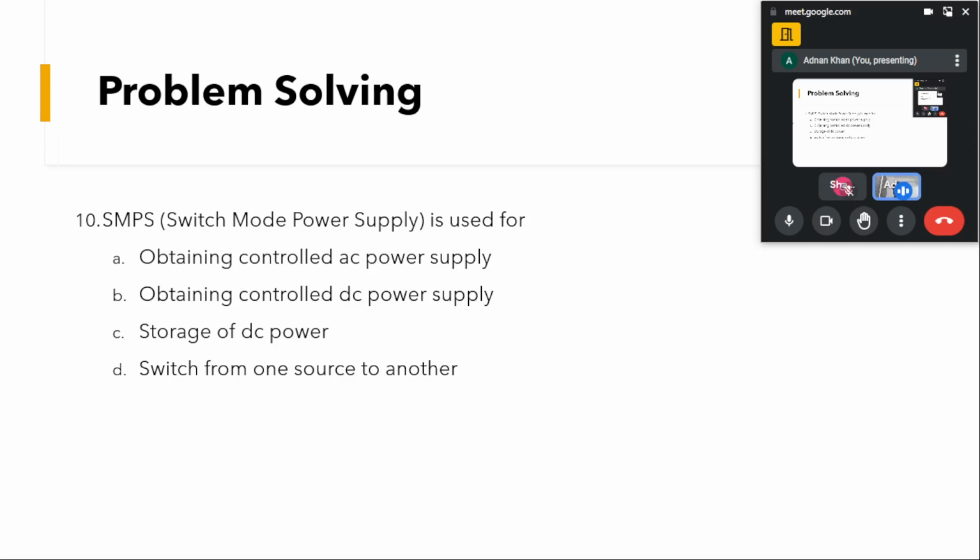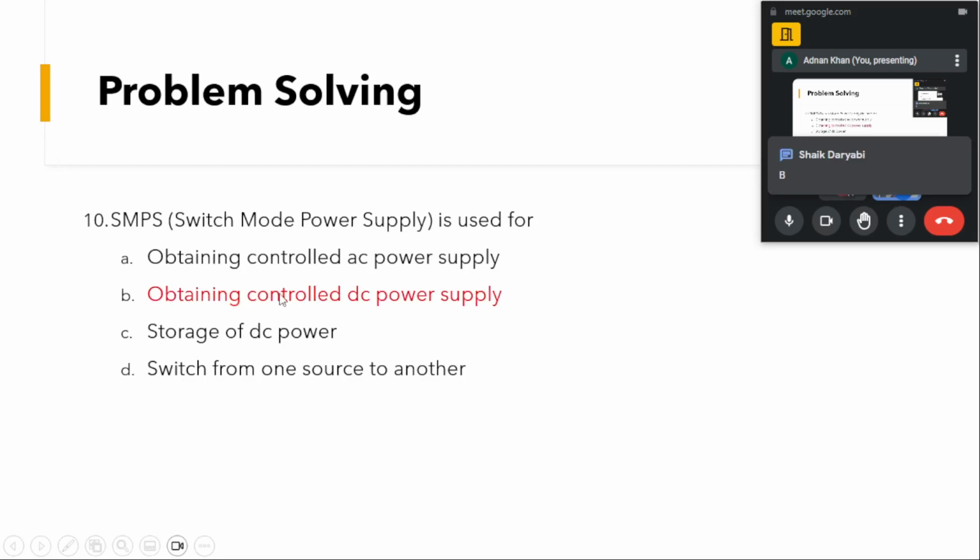Through the previous number of lectures, we have been discussing these SMPSs. Okay, the answer is B. So you can see that B is the correct option.